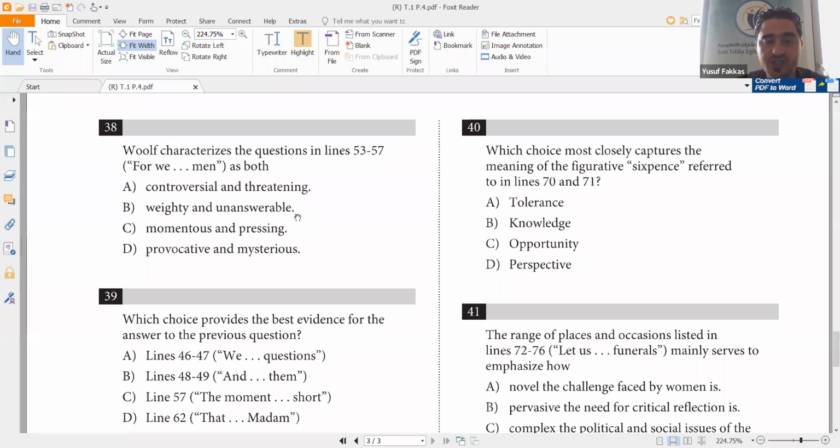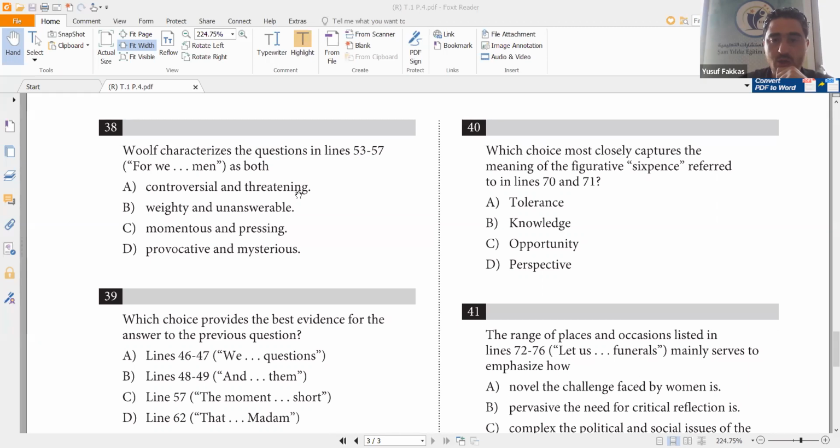We have a question and then it's followed by evidence. Let's see what it tells us here. Wolf characterizes the questions in lines 53 and 57 as both what? So they gave us those specific lines, but they gave us the questions, okay? And we need to find how we can describe or characterize these questions. And we said that usually the answer is not in these lines, right? So let's see how we can answer those questions.